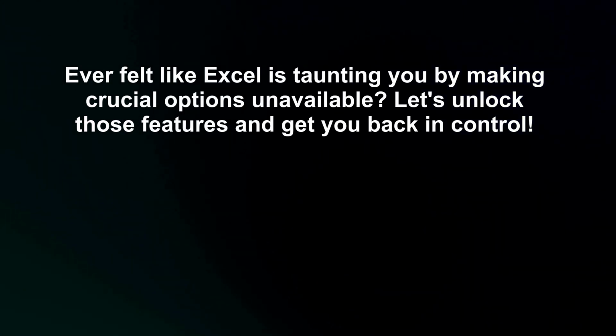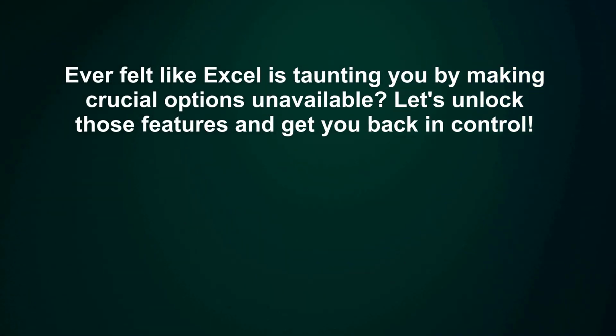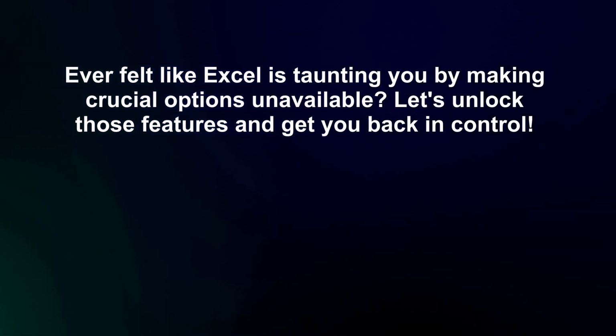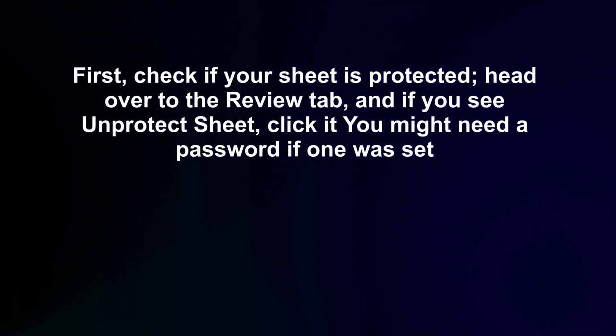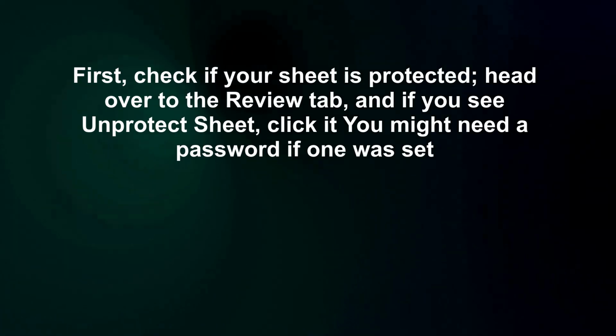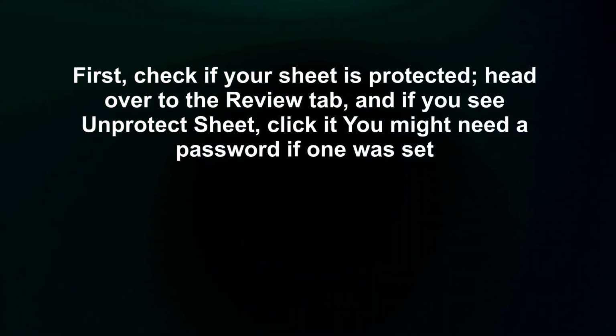Ever felt like Excel is taunting you by making crucial options unavailable? Let's unlock those features and get you back in control. First, check if your sheet is protected. Head over to the Review tab, and if you see Unprotect Sheet, click it. You might need a password if one was set.